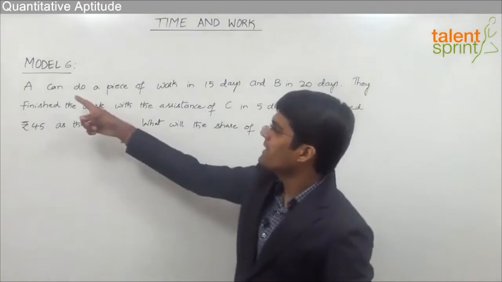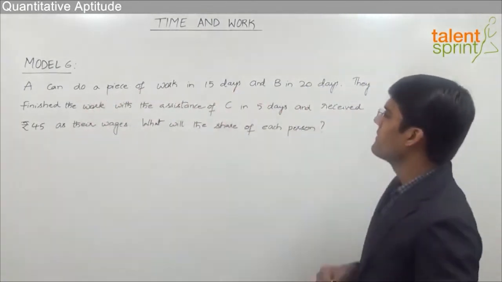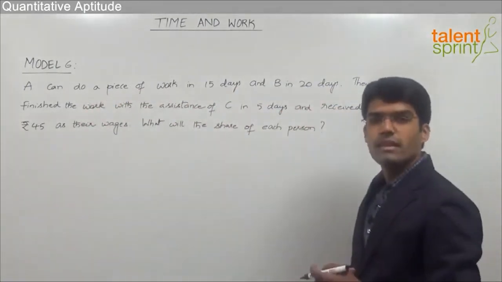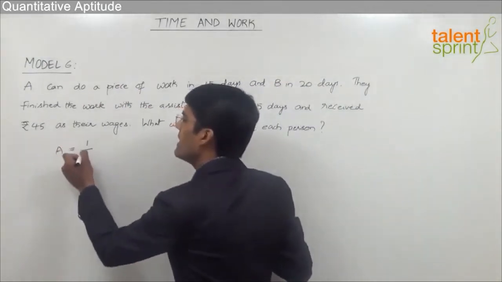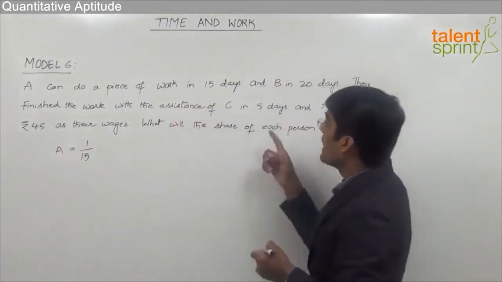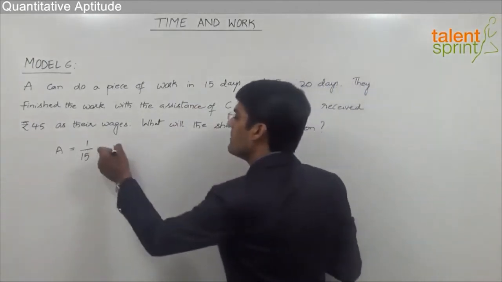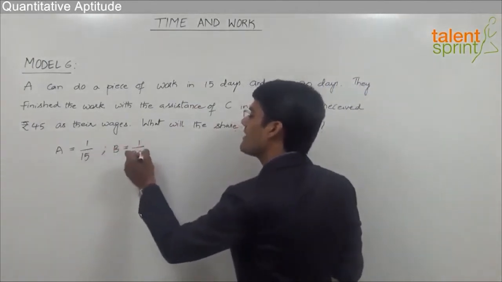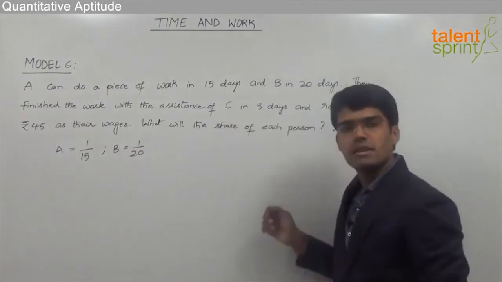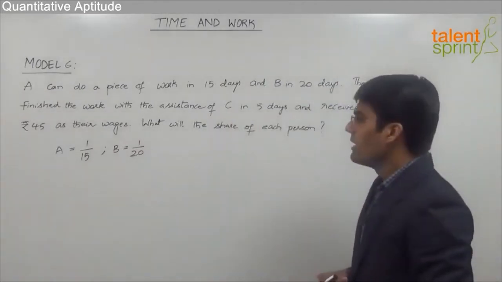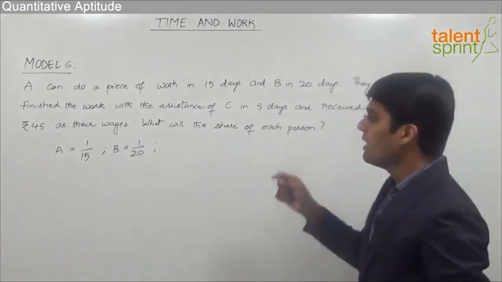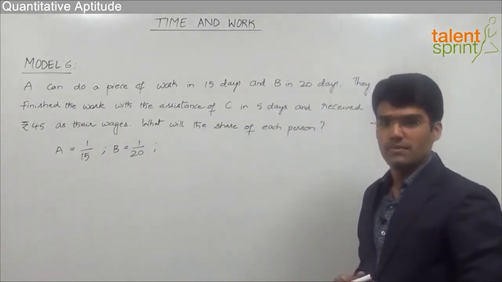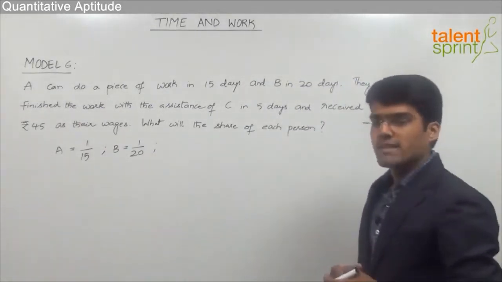Now the first statement here is A can do a piece of work in 15 days and B in 20 days. So very clearly the amount of work done by A in 1 day will be 1 by 15, and that by B will be 1 by 20, because the number of days required by them are 15 and 20 respectively. Now we also need to find out the number of days required by C alone to get the answer for this question. So let us look at how to get the answer there.